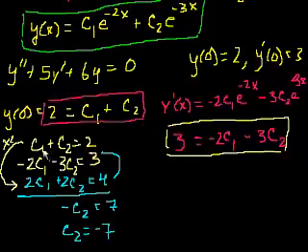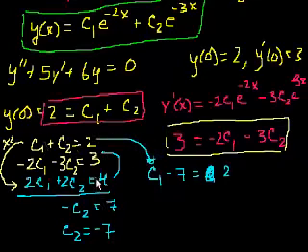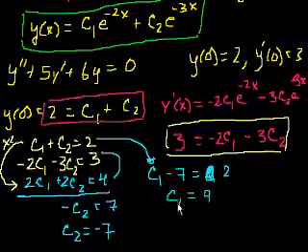And now we can substitute back in here. We have c1 plus c2 is equal to 2, and c2 is -7. So c1 plus -7 is equal to 2. I'm just substituting back into this equation. Sorry, not a differential equation, it's just a simple linear equation. And then we get c1 is equal to 9.